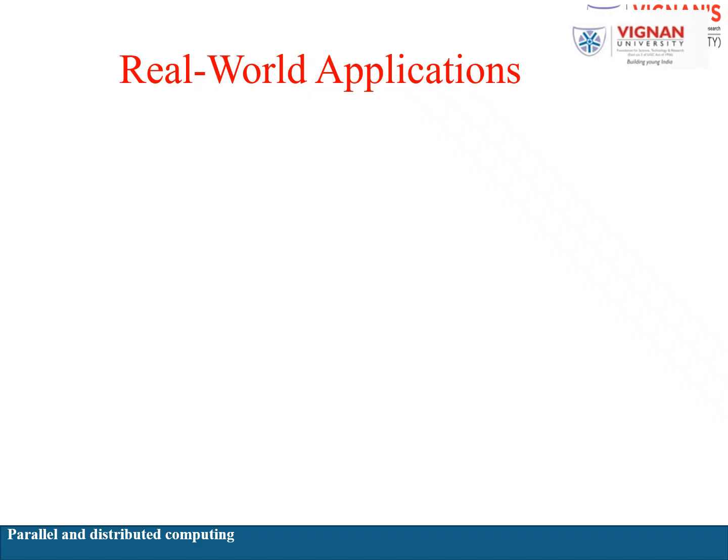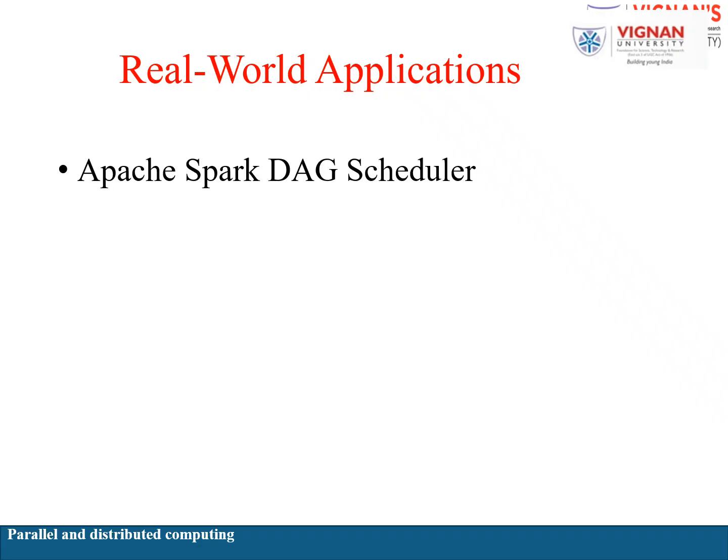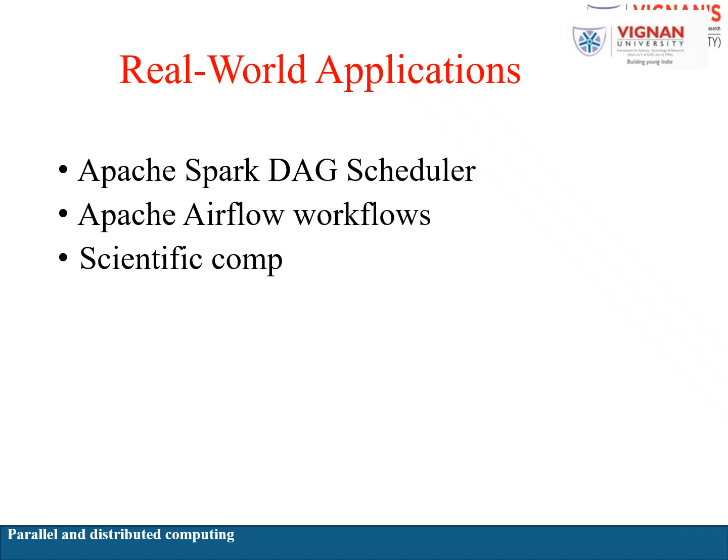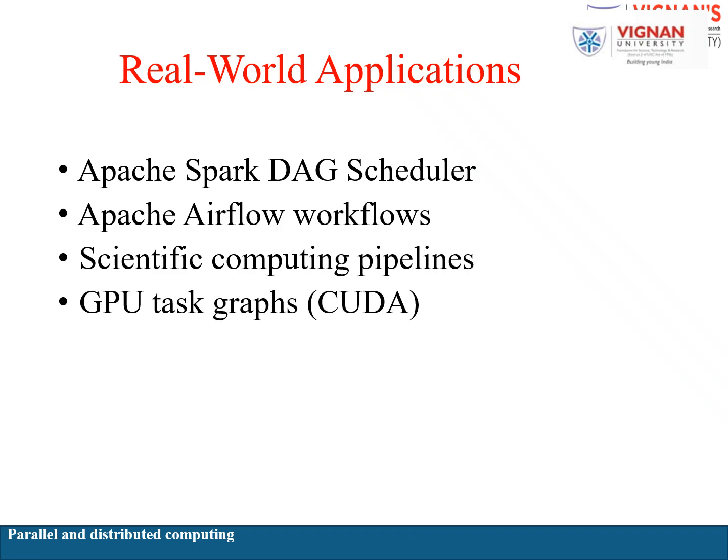Real-world applications. Task dependency graphs are used everywhere today. Apache Spark uses DAGs for RDD transformations. Airflow and Argo use them to orchestrate workflows. Scientific computing uses them in simulation pipelines. GPUs like CUDA use task graphs for optimizing kernel execution.